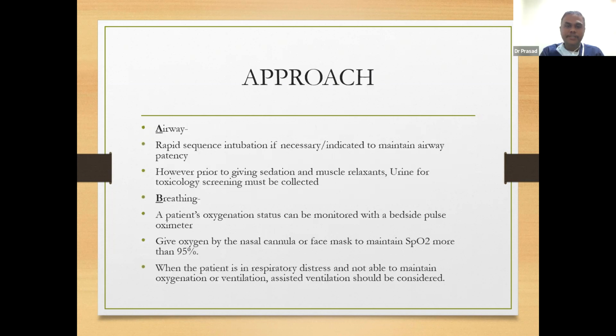The initial approach is always A, B, C. All of you might be aware of it. Airway: we have to make sure on presentation that the patient's airway is patent, his breathing mechanics are all right, and he is hemodynamically stable. If he is not protecting his airway or the airway is not patent, go for rapid sequence intubation if indicated to maintain airway patency. However, prior to giving sedation and muscle relaxants, urine for toxicology screening must be collected.